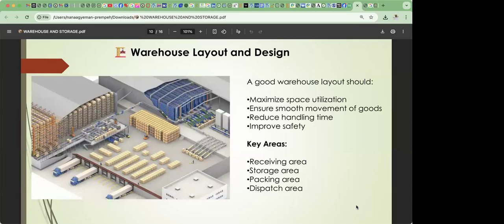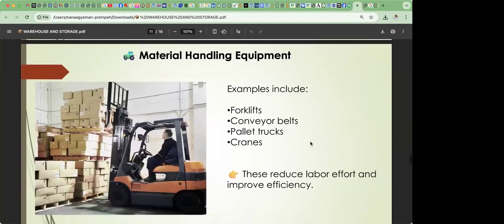We also have one which is: did you ensure that everyone is safe? Safety is key. Put on your safety gear and make sure that all is well. Key areas: receiving area, storage area, packing area, dispatch area. You can have areas for consolidation, and areas where returned goods can be kept. All these are very key areas that are considered.